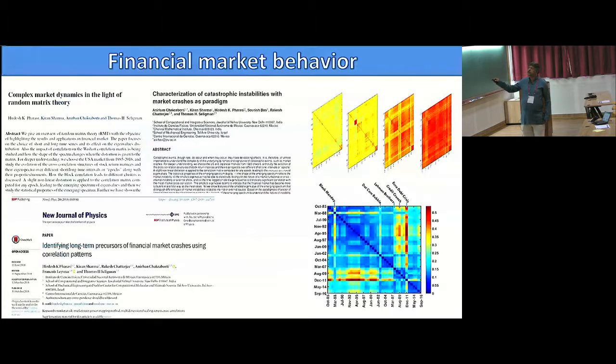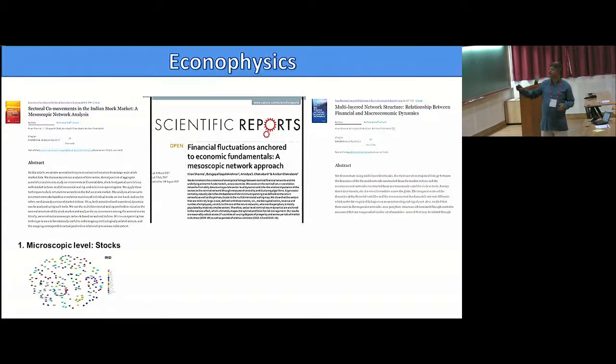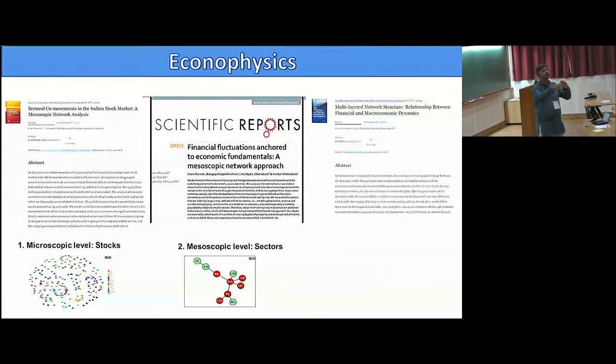I will be focusing on this part on how the market actually evolves and look at the correlation patterns. And we have 3 papers based on that. The other one is where we look at the economy in terms of multi-layered networks at different levels. Sometimes we look at the stock market, where individual stock movements become important, and we construct a network of them. Sometimes we look at the sectors, where several of the stocks belong to one sector, look at the sectoral indices and make networks from them.